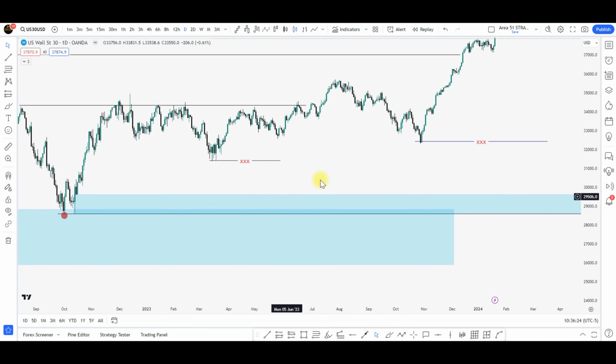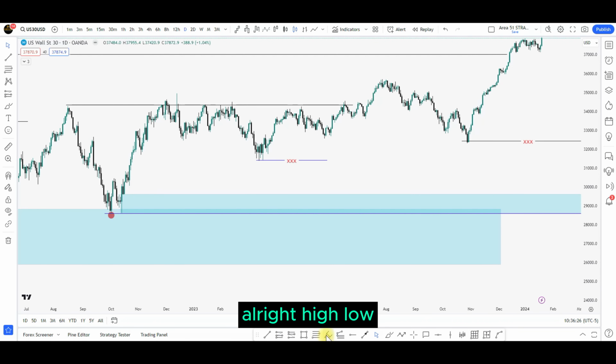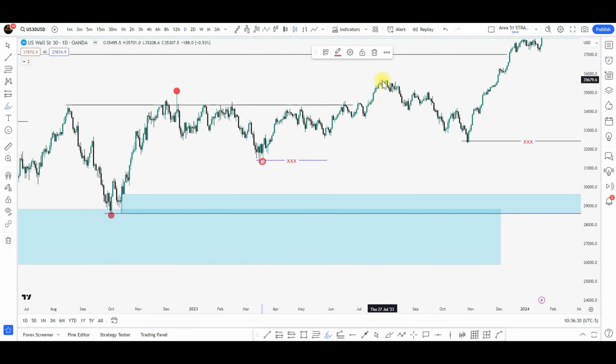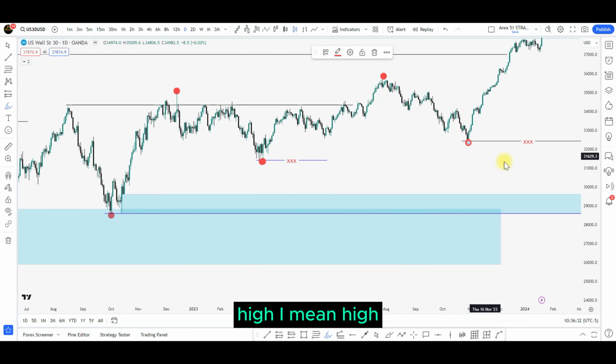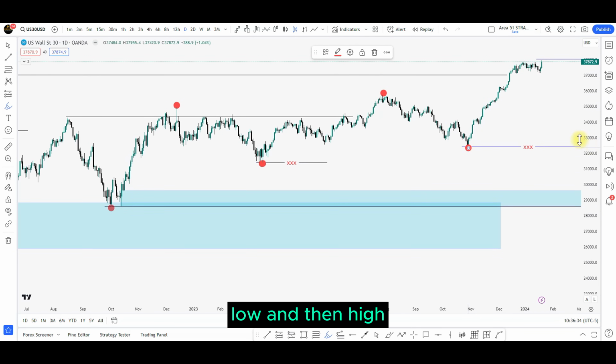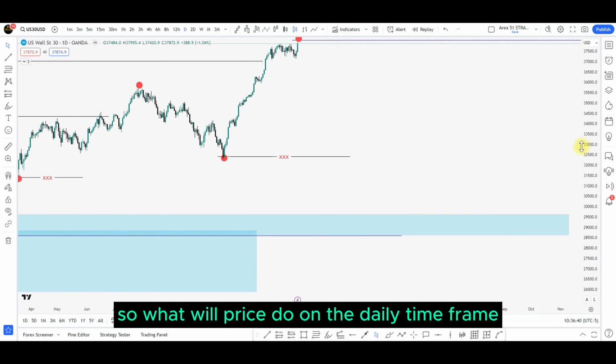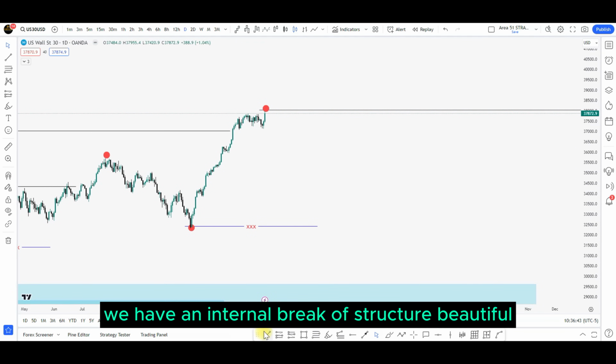All right, high, low, short term higher low, higher high, higher high, higher low, and then a higher high, which is not complete yet. So what will price do on the daily time frame? First and foremost, we have an internal break of structure. Beautiful.